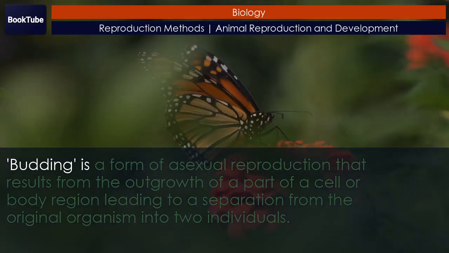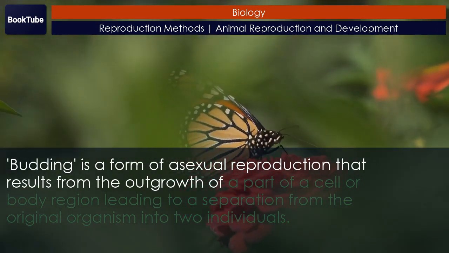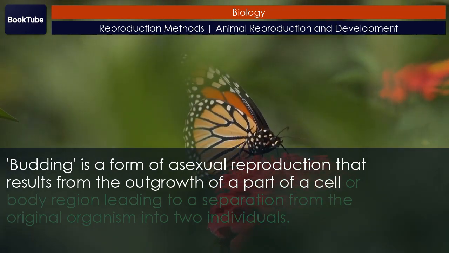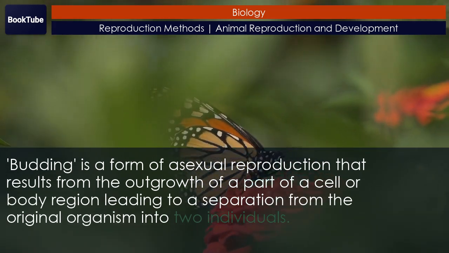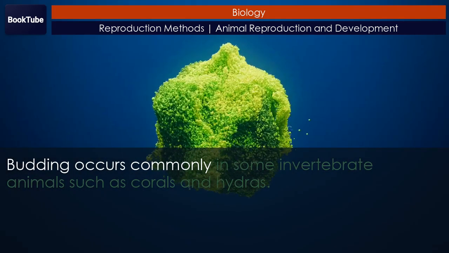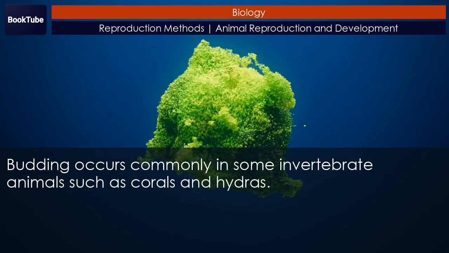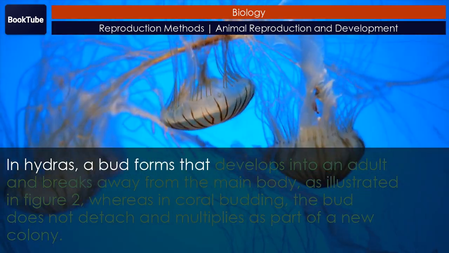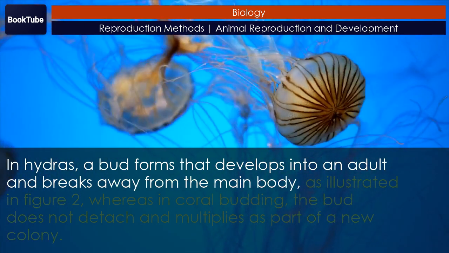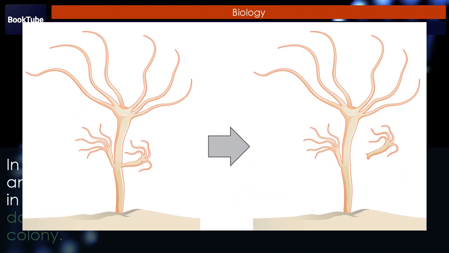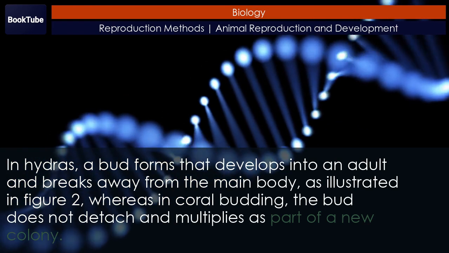Budding. Budding is a form of asexual reproduction that results from the outgrowth of a part of a cell or body region, leading to a separation from the original organism into two individuals. Budding occurs commonly in some invertebrate animals such as corals and hydras. In hydras, a bud forms that develops into an adult and breaks away from the main body, as illustrated in Figure 2. Whereas in coral budding, the bud does not detach and multiplies as part of a new colony.